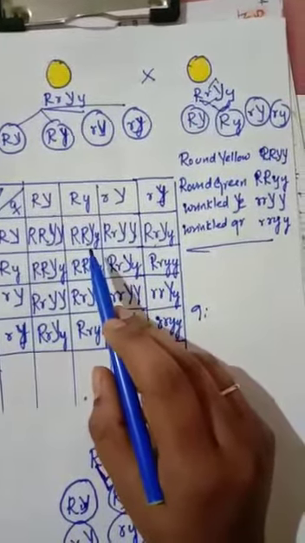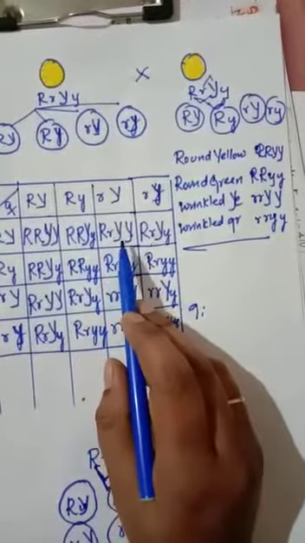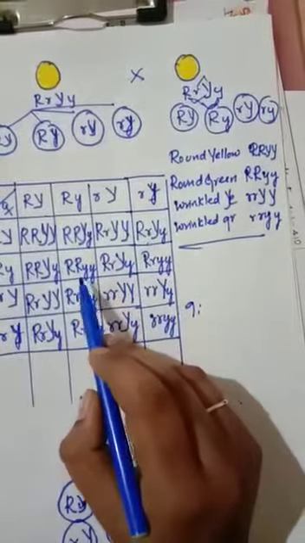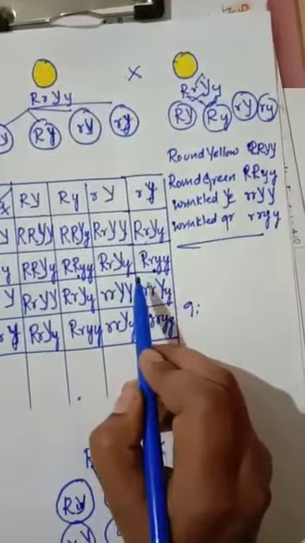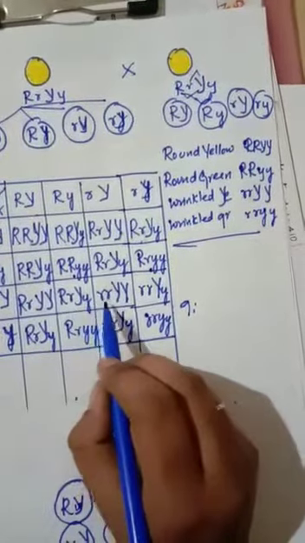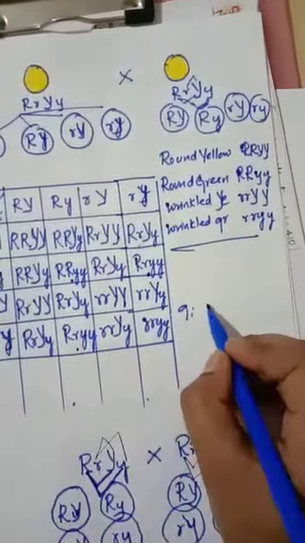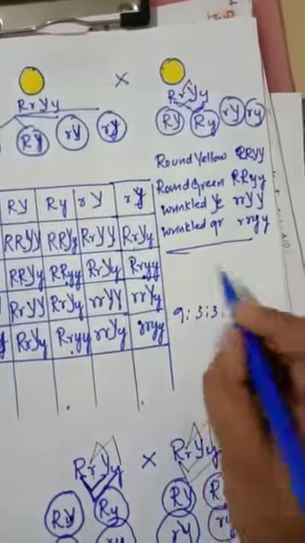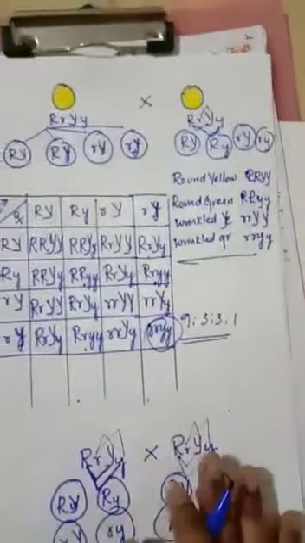Next, we shall see how many round green there are, that is capital R and small y. So here you can see round green, and here also, sorry, this is round yellow. Round green, round green. Here is also round green. So how many did you find? Totally it will be 3, 3 and 1. So wrinkled green is only 1. So now you will understand why I have written 9:3:3:1.